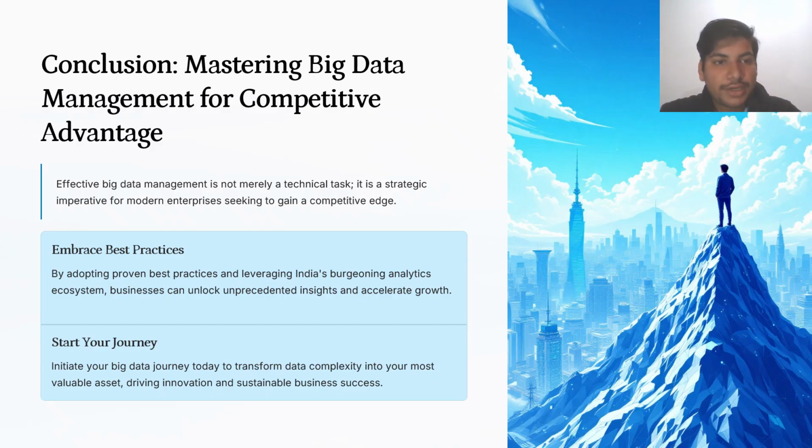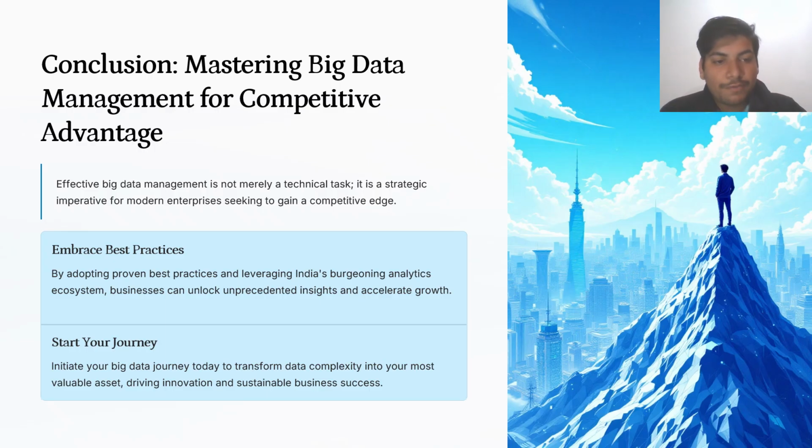Conclusion: mastering big data management for competitive advantage. The first is that effective big data management is not merely a technical task, it is a strategic imperative for modern enterprises seeking to gain a competitive edge. Now, there are basically two points: embrace best practices, and start your journey.